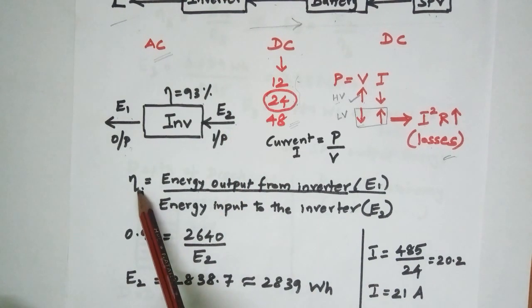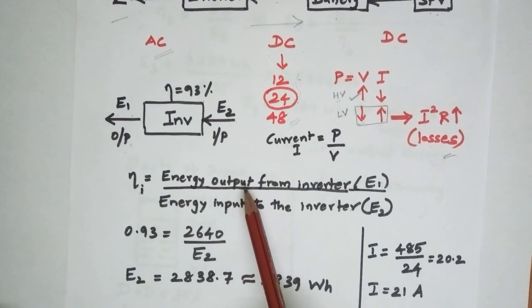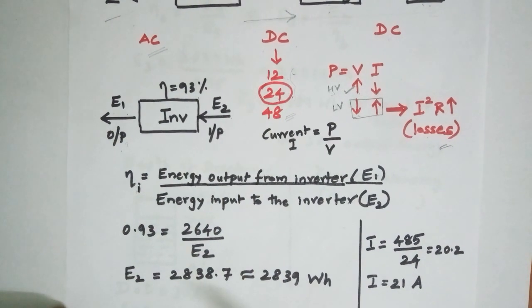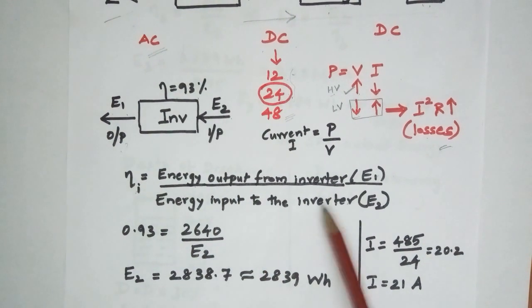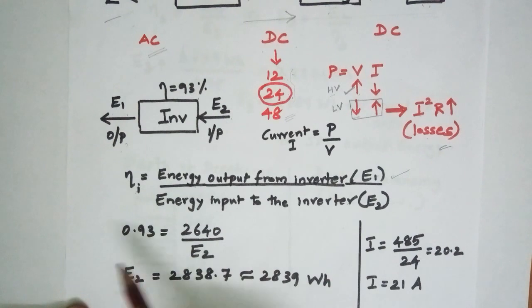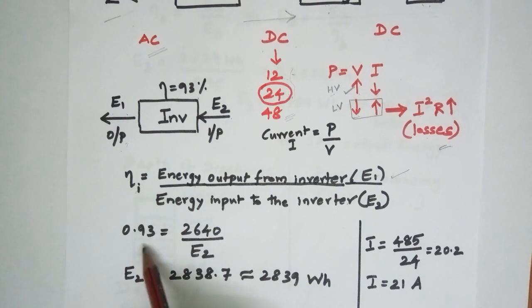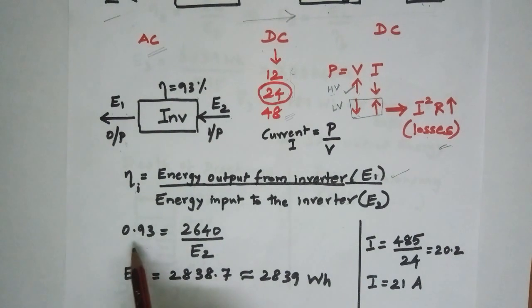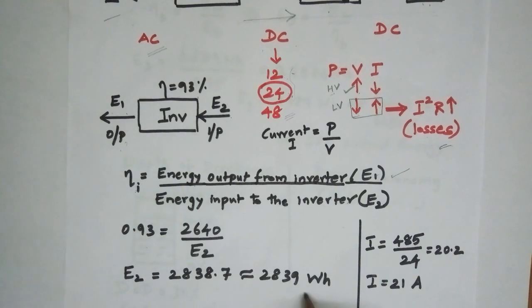The efficiency of the inverter is given by the energy output from the inverter to the energy input to the inverter. So E1, I know what E1 is, 2640 watt hours. Efficiency I have assumed to be 0.93. In percentage you can say it as 93%. From this calculate E2. E2 comes around 2839 watt hours.